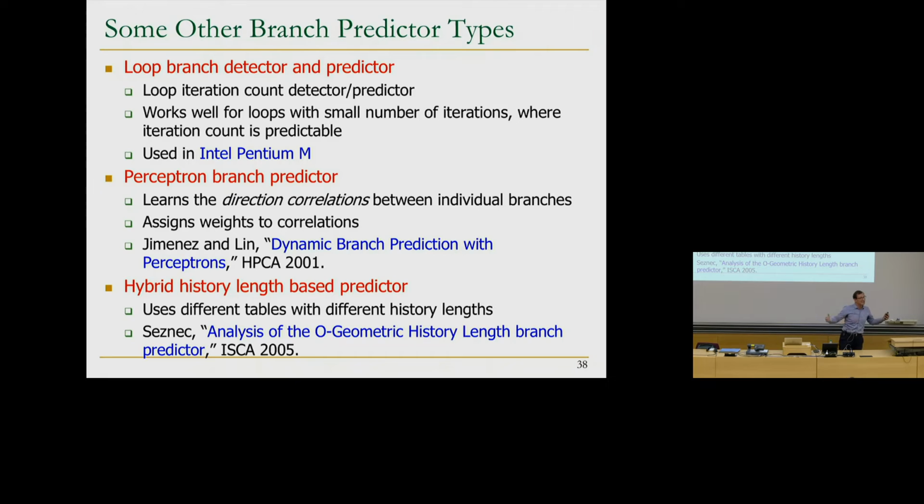So people have designed different ways of taking into account different history lengths by using small prediction structures. I'm not going to go into the details of this, but this paper by Andre Seznec talks about this geometric history length branch predictor that has many different tables. And some of the tables are associated with small history lengths, some of the tables are associated with very large history lengths. And there are sophisticated algorithms to decide which tables you should use and how you should update the tables. Let's go through these in a little bit more detail.